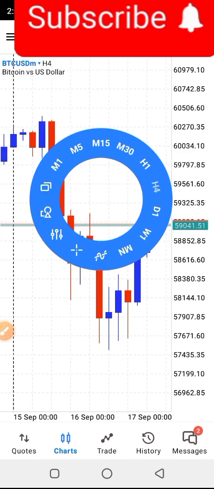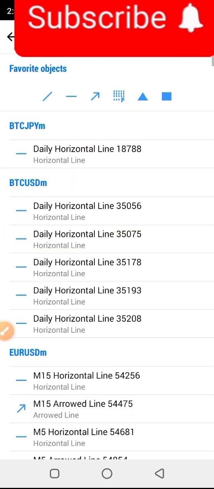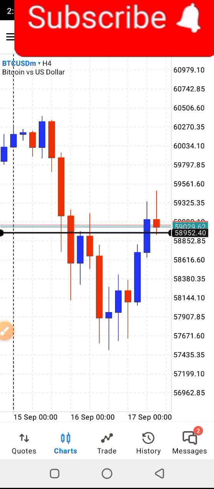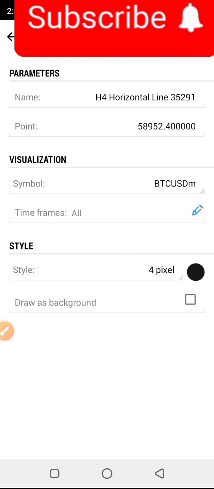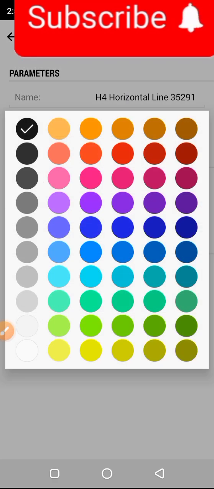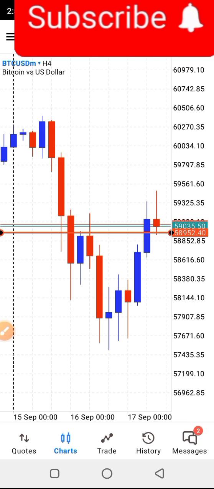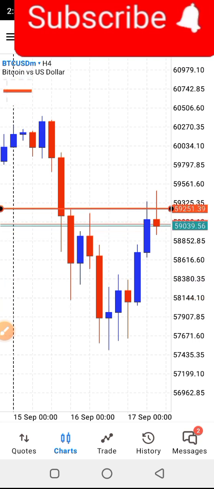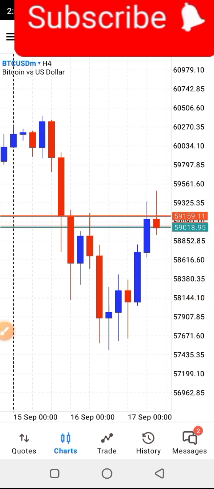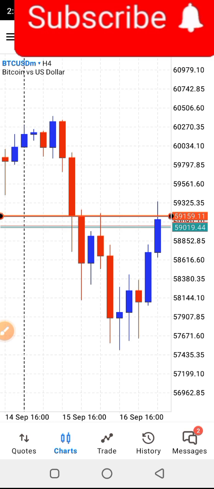Let me get a horizontal line. Probably I'll make this a different color. Let me make it yellow, or let me just make it red, so I don't waste time looking for yellow. So this is the most recent swing high, which stands as your lower high.